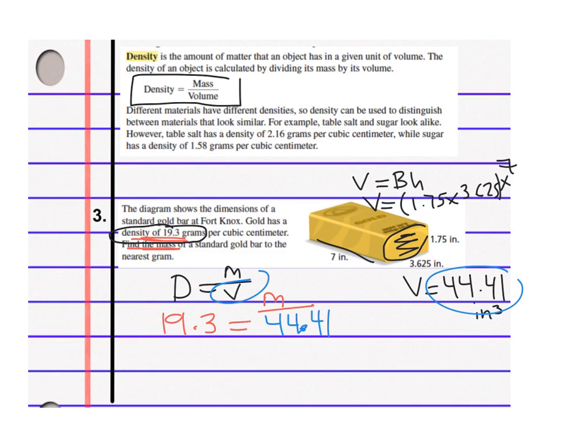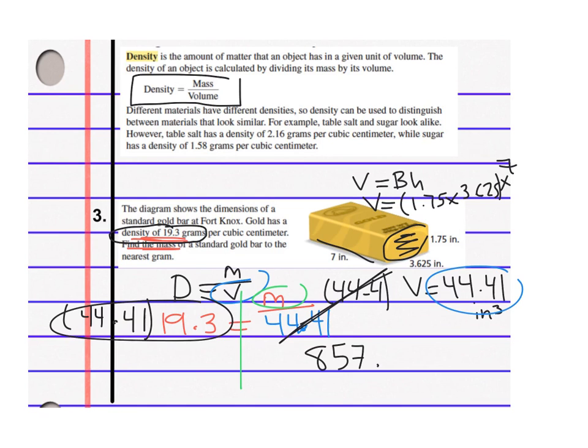Now to solve for M, I have an equation, I have a fraction. A fraction is division. To get rid of a fraction, to undo division, I multiply on both sides. So basically I am doing 44.41 times 19.3. I am getting 857.11 for the mass. So definitely grams, and this is in grams. So please let me know too if you ever see any mistakes in these.